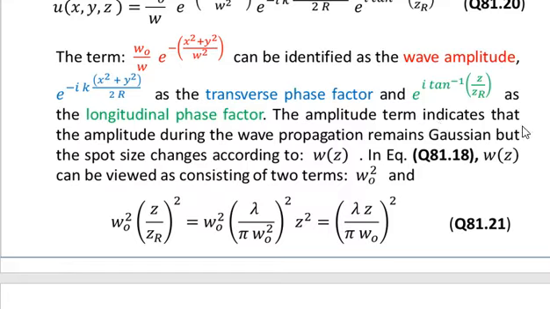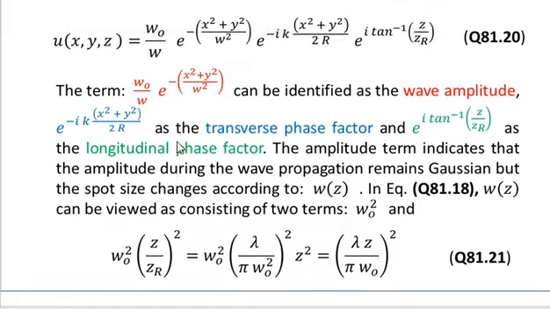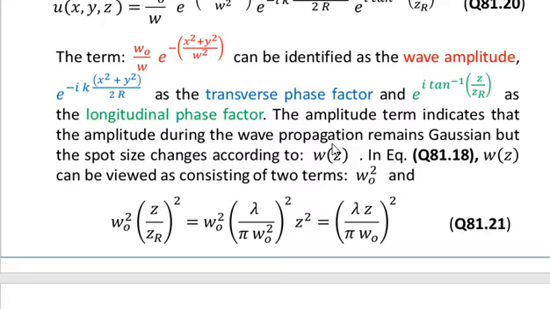The amplitude term indicates that the amplitude during the wave propagation remains Gaussian. So look at the shape of this amplitude factor, w naught over w, shown in red color. You see that this is the Gaussian factor independent of the value of z. So it means that the amplitude during the wave propagation remains Gaussian, but the spot size changes according to w of z. You see that this term contains w in the denominator, w naught over w. So this w in the denominator is a function of w of z.